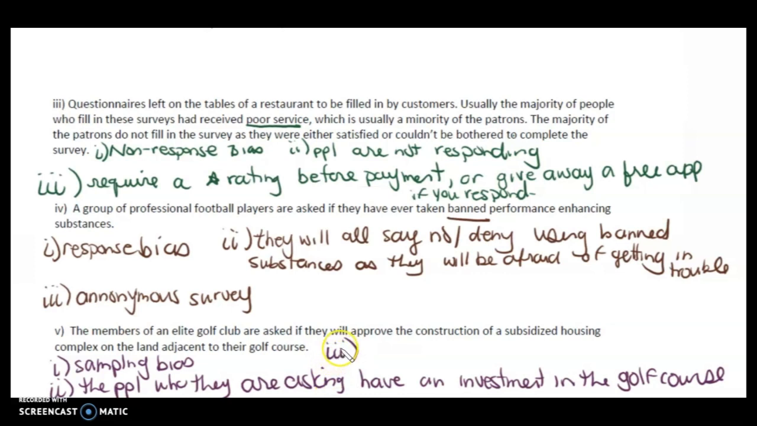So how can they change the question, or how can they get rid of the sampling bias?